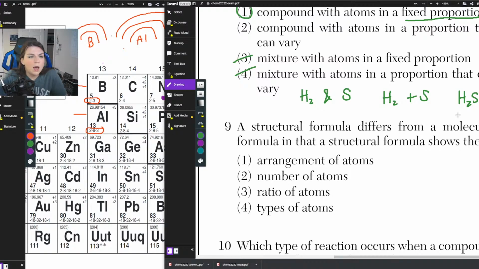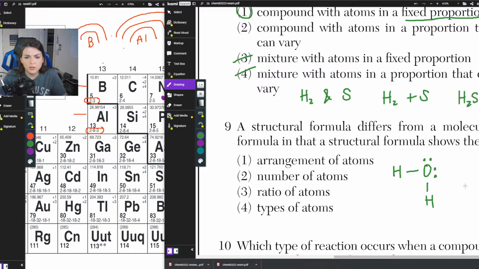Okay. Number 9. Structural formulas differ from molecular formulas in that a structural formula shows the blank. Okay. So here we go. A structural formula example would be this. H bonded to O bonded to H. Draw your water Lewis structures like this because you'll remember that it's polar. Because it's asymmetrical. Because it's lopsided.